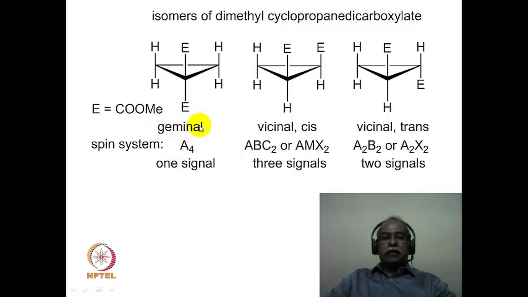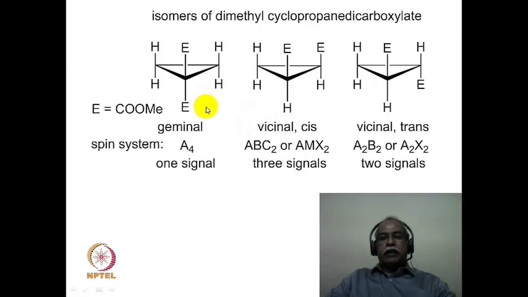Now if you take the geminal diester and look at the number of spins, these are the four hydrogens in the molecule. We need to identify whether all these four hydrogens are the same or different. From the symmetry point of view, the molecule has a plane of symmetry passing through this carbon and bisecting this carbon-carbon bond, and such a plane of symmetry would put this hydrogen and this hydrogen into a mirror image relationship. So the four hydrogens are essentially identical in their chemical environment.